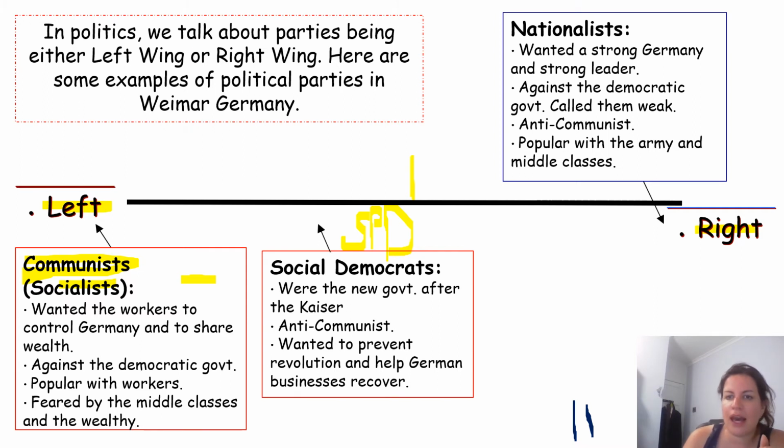And then we've got political parties on the right. When we talk about political parties on the right, some examples of these are, for example, the Nazi Party.